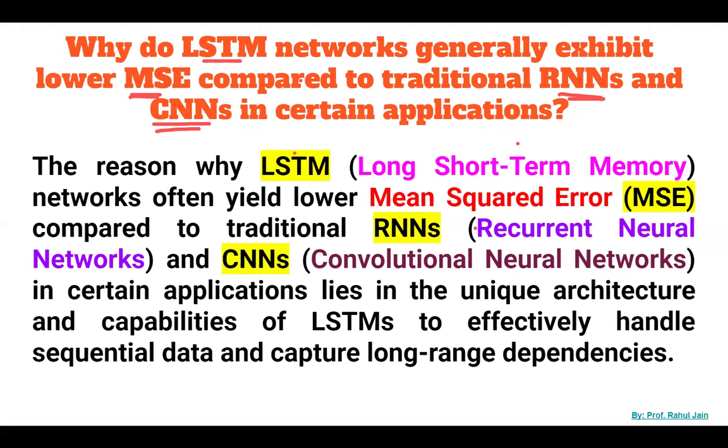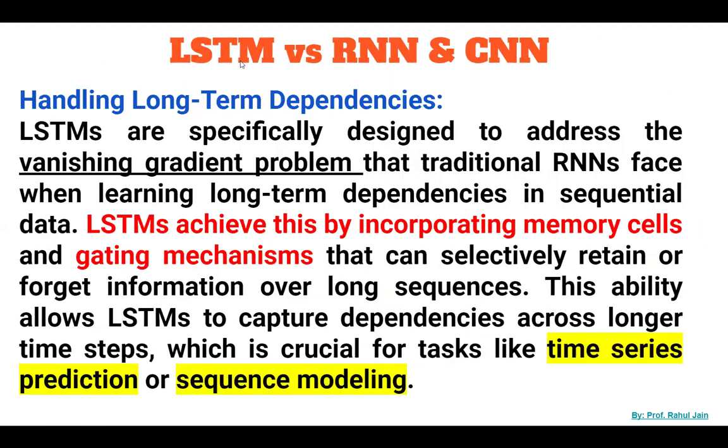So basically, the reason why LSTM networks often yield lower MSE, that is mean squared error, compared to the traditional way, that is recurrent neural networks, RNNs, and CNN, that is convolution neural network, in certain applications, lies in the unique architecture and capabilities of LSTM to effectively handle the sequential data and capture long range dependencies. So the reasons can be, one thing that is superior is handling long-term dependency.